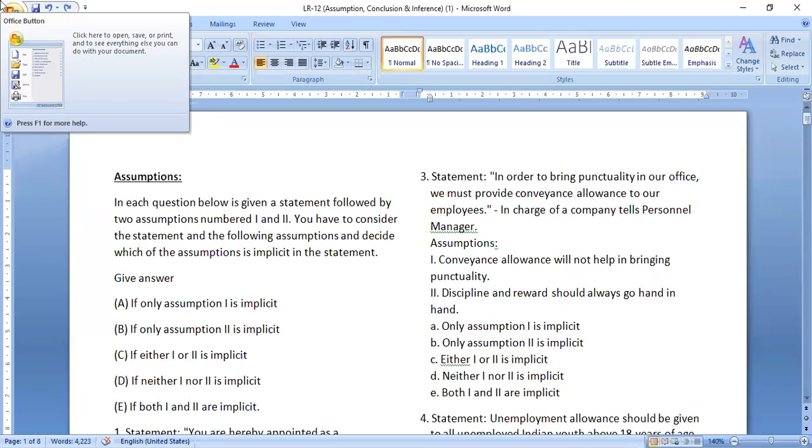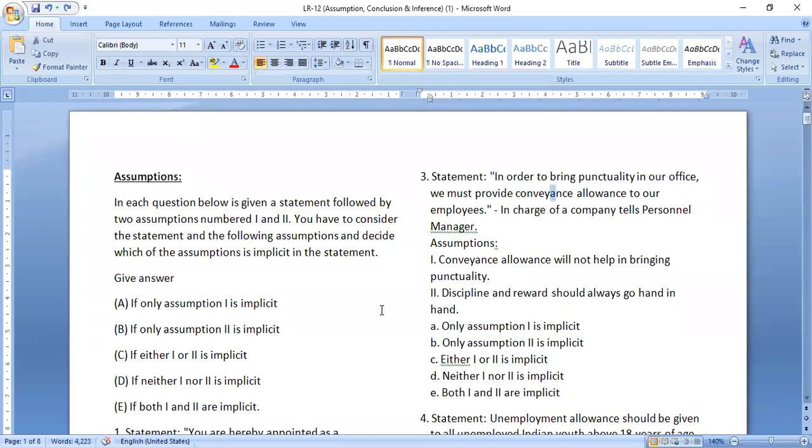So the concept of reward here in terms of conveyance allowance is not really justified. No, just an allowance. It's like provisional. We must provide conveyance allowance to our employees. So what they're trying to say is that if you don't provide conveyance allowance, then you can't expect punctuality. If you do provide conveyance allowance, then I can question you. If you come late, I can ask you what's wrong with you. I'm giving you conveyance allowance and yet you come late. But if I don't provide conveyance allowance, then I can't even ask you. I think that's what they're trying to say.